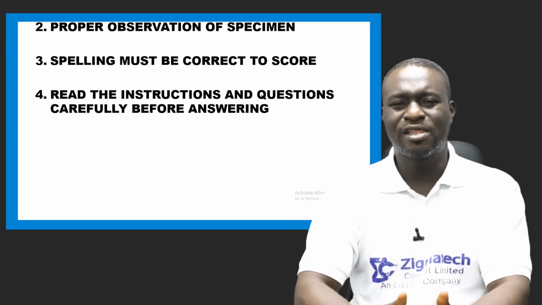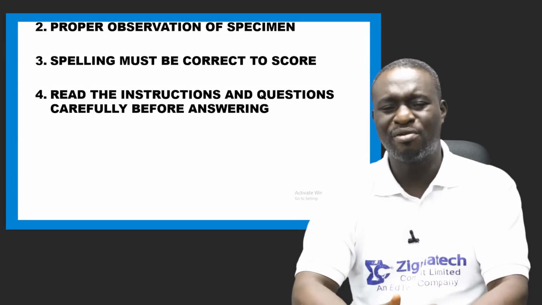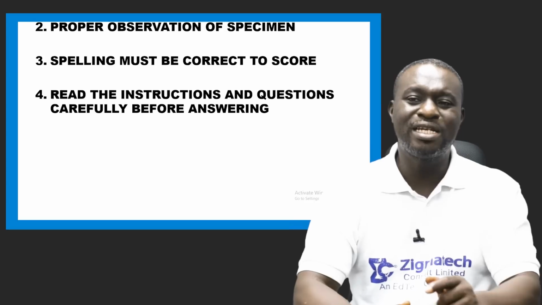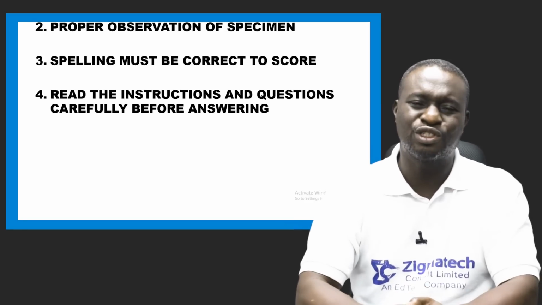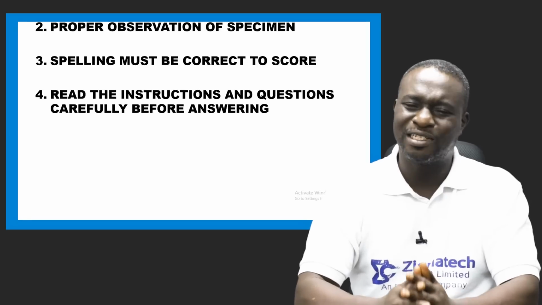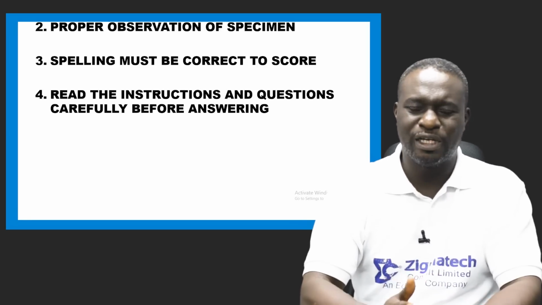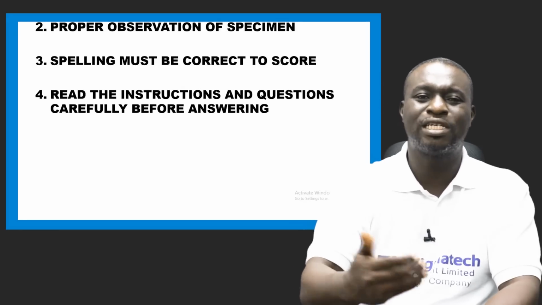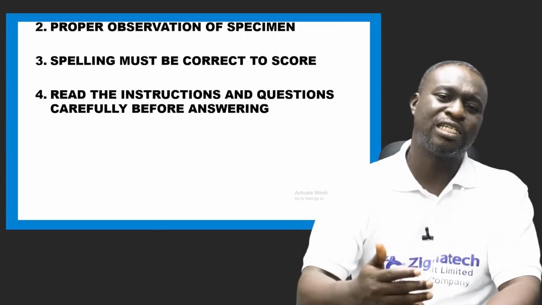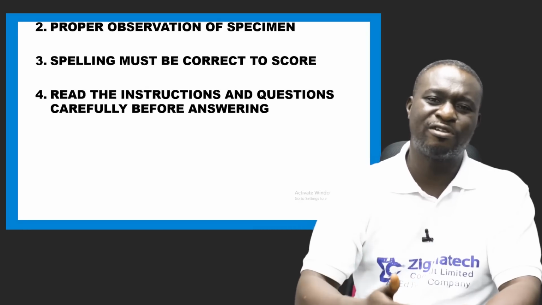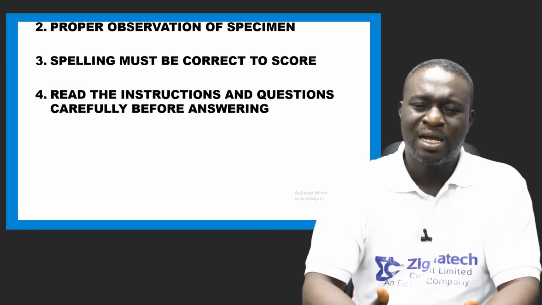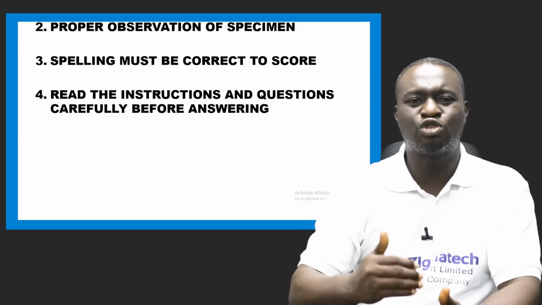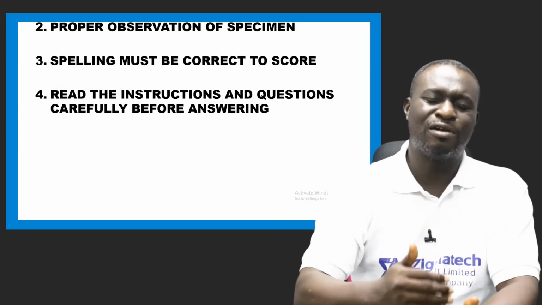The fourth important thing to take note of when preparing for any biology practical exam is that you should read the instructions and questions carefully before answering. Sometimes in biology practicals, they might say with an annotated diagram. An annotated diagram is quite different from a general diagram. You need to finish drawing, and after drawing, you give a little explanation of what you have just drawn.